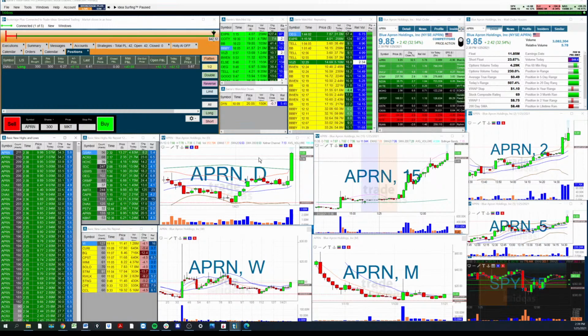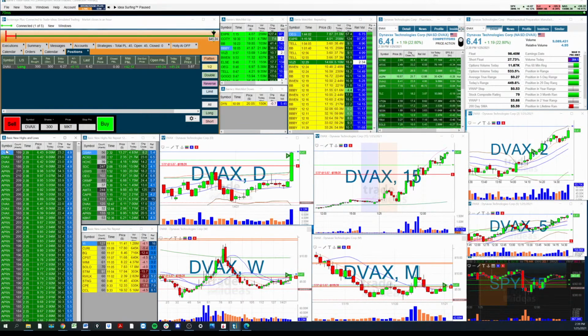Boy, Blue Apron just almost at 10 now. Be interesting to see what this does tomorrow. The high right there is 961. So I mean, it's taken out all this. Look at DVAX go, guys, now.